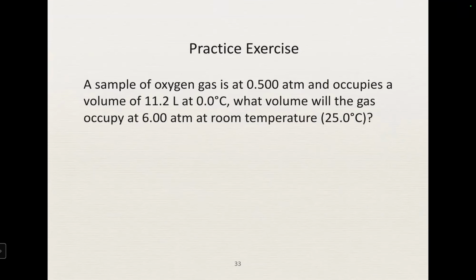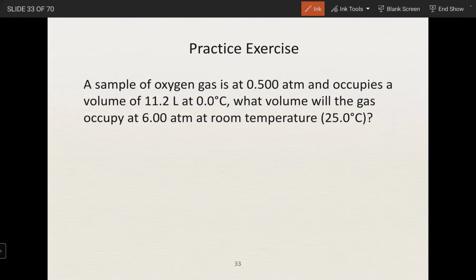All right, and then in this case, for this next one, a sample of oxygen gas is at 0.5 atmosphere and occupies a volume of 11.2 liters at 0 degrees Celsius. What will the gas occupy at 6 atmospheres at room temperature, which they're going to assign as 25 degrees C? Little hot there. I think room temperature is usually around 21 or so.